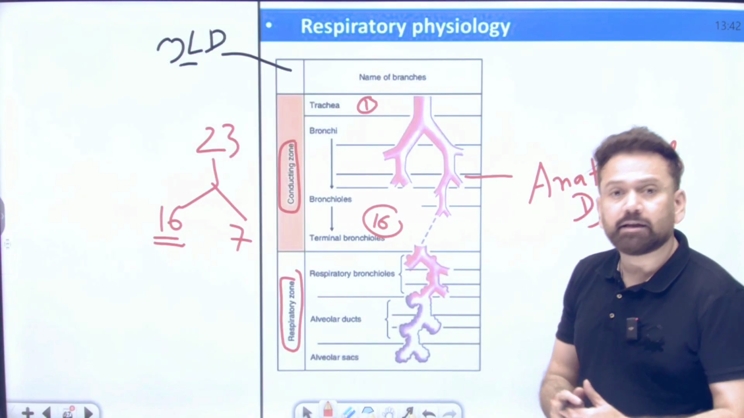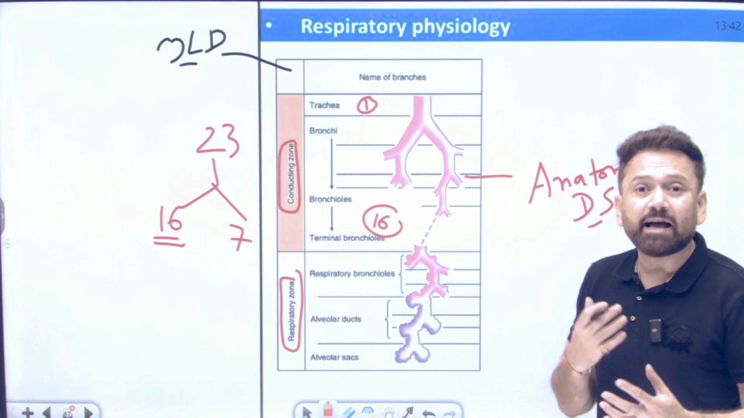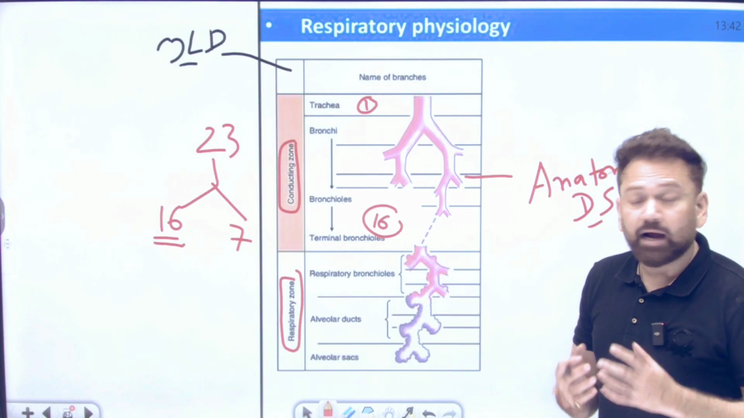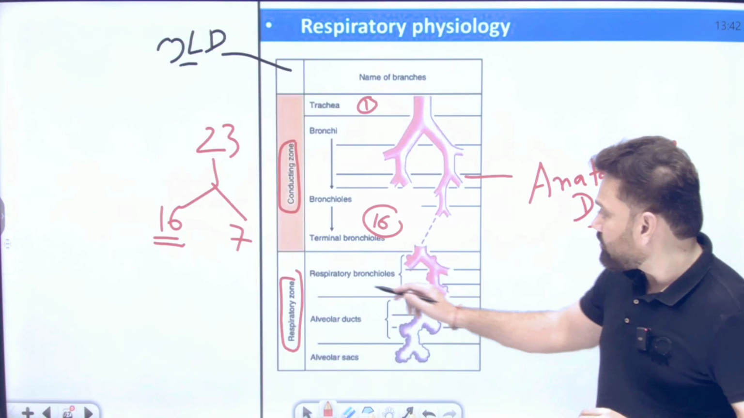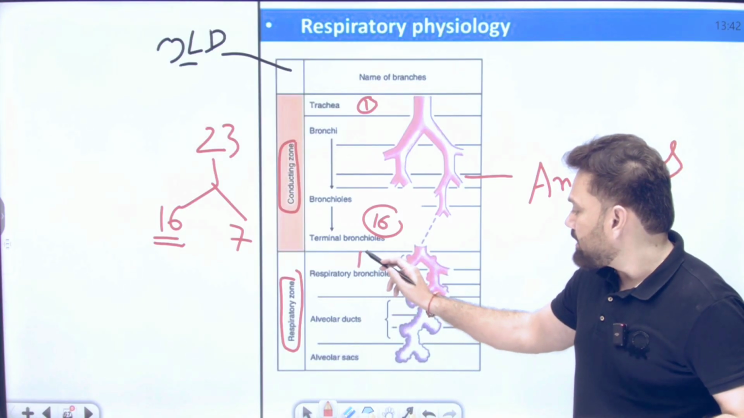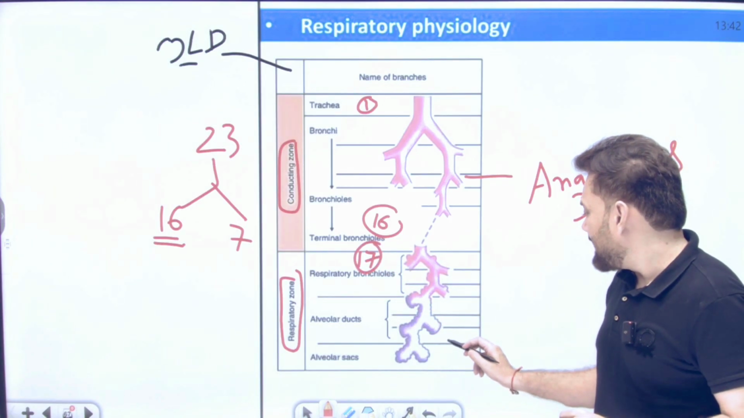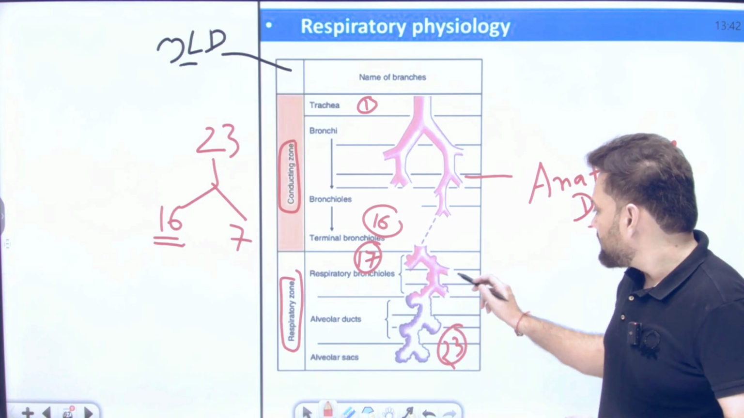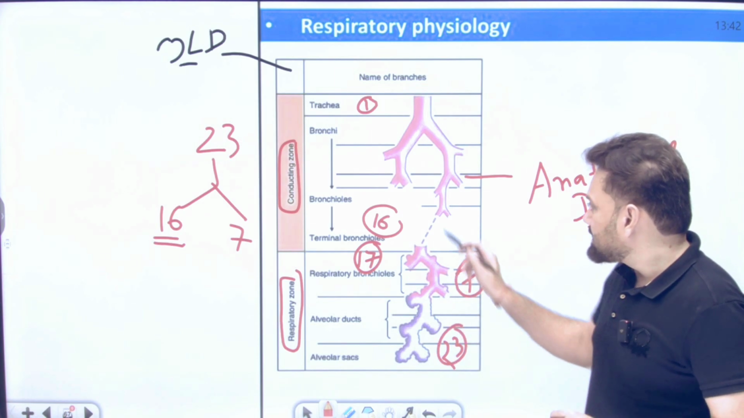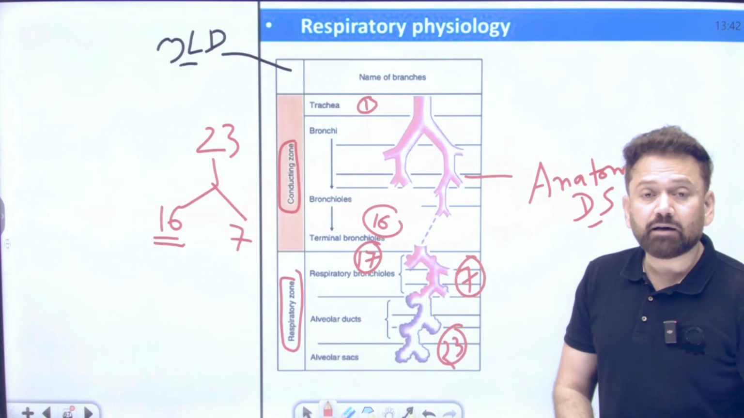And these 7 generations are called the respiratory zone. Why? Because gas exchange is happening. And it starts from, again your MCQ, the respiratory zone starts from the respiratory bronchiole, and they will end in the alveoli. So they are 7. 16 and 7: 16 are conducting airways, 7 are respiratory.